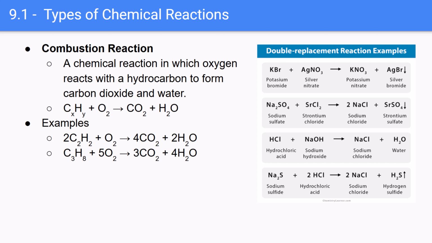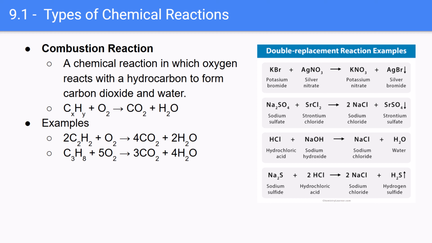The last type of reaction is very specific in the fact that a combustion reaction is a chemical reaction in which oxygen reacts with a hydrocarbon to form carbon dioxide and water. So even though the equations on the right aren't exactly what we're looking for here, the ones on the left are. You have some hydrocarbon, that is some compound that is formed from carbon and hydrogen. It reacts with oxygen and produces CO2 and H2O.